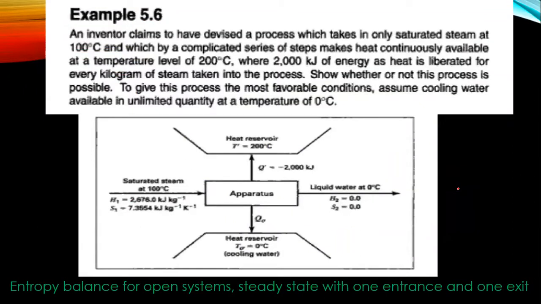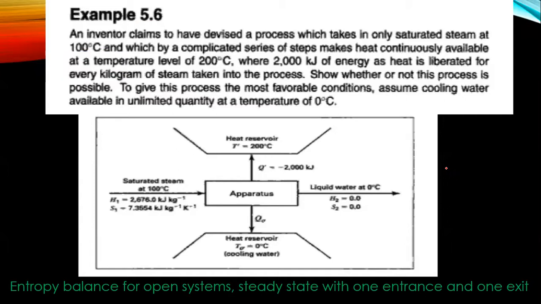An inventor claims to have devised a process. Usually ito yung application ng pagka-calculate ng S generated. Ginagamit ito sa patent investigation. So pag halimbawa merong nag-propose or merong nag-submit ng invention sa patent office, ang unang-unang nilang chine-check yung second law of thermodynamics. And then to check kung nasusunod niya ba yung second law of thermodynamics, dapat yung kanyang SG, yung rate of SG generated, dapat positive or zero. Pero zero, actually imposible na rin yun kasi reversible yung process. So dapat positive yung SG. Doon ito ginagamit.